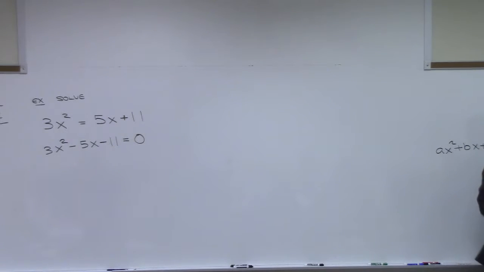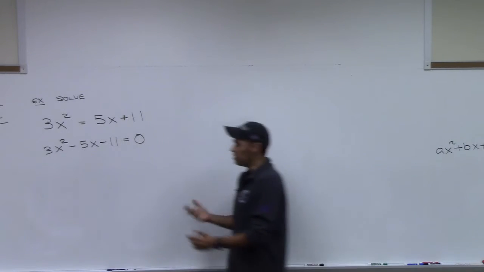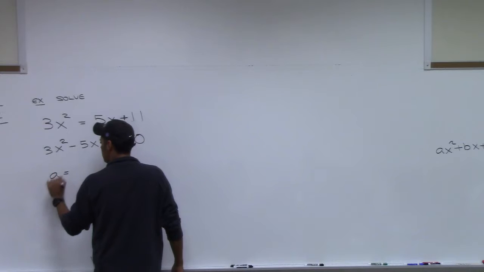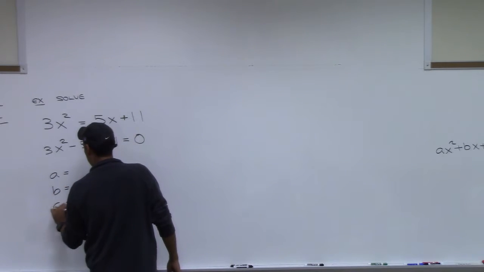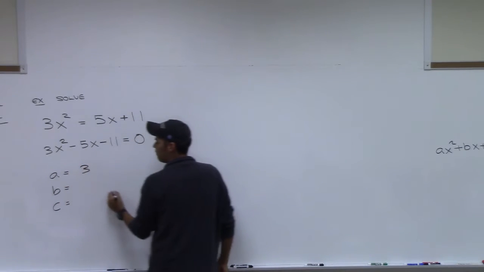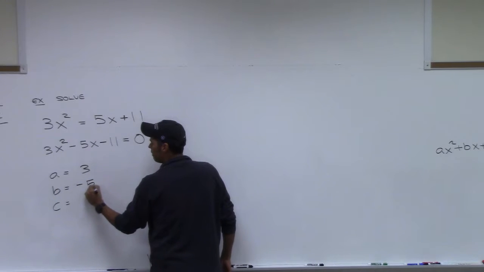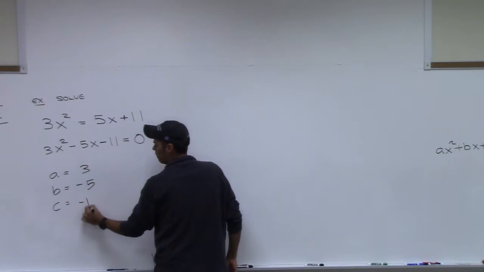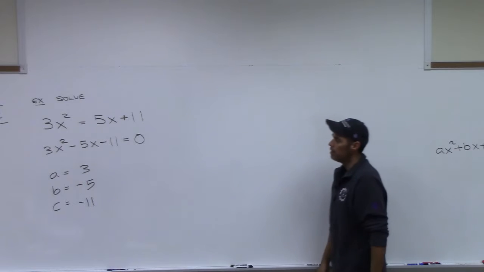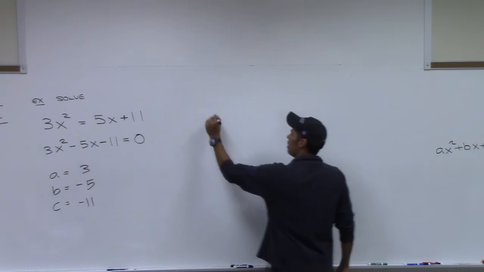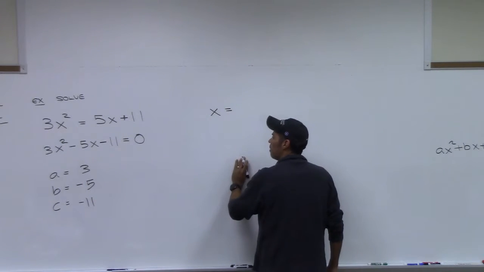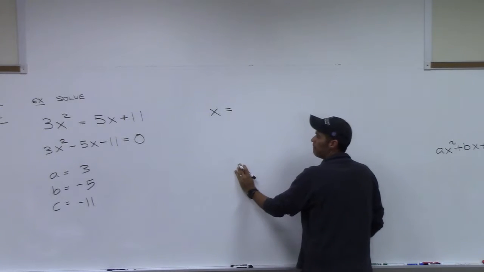Rodrigo, what's the first thing I should do here if we're going to use the quadratic formula? Yeah, just figure out A, B, and C. Just list them out. So Rodrigo, what's A, what's B, what's C? A is 3, B is negative 5, and C is negative 11. Everyone agree? Okay, now we go to the formula. X is equal to, all right, Rodrigo, go ahead. What do we got?